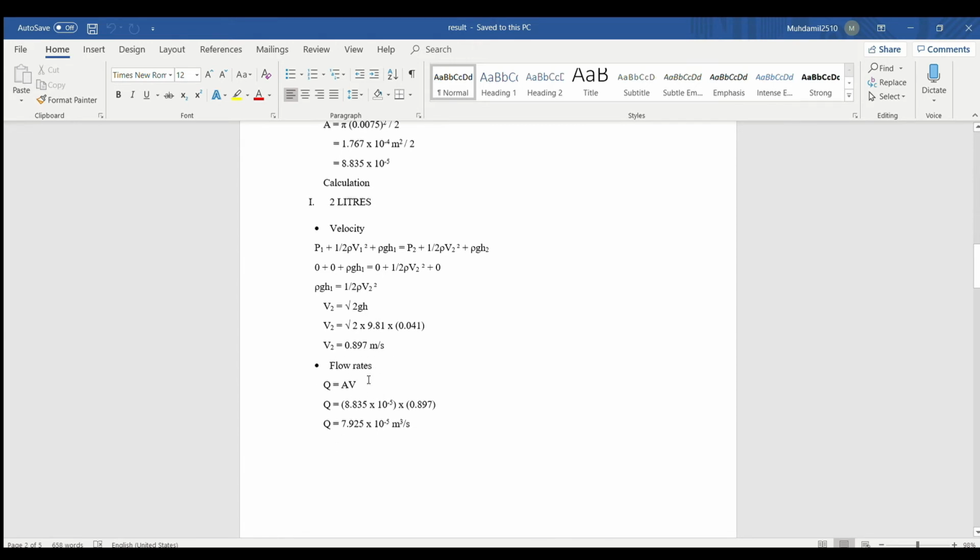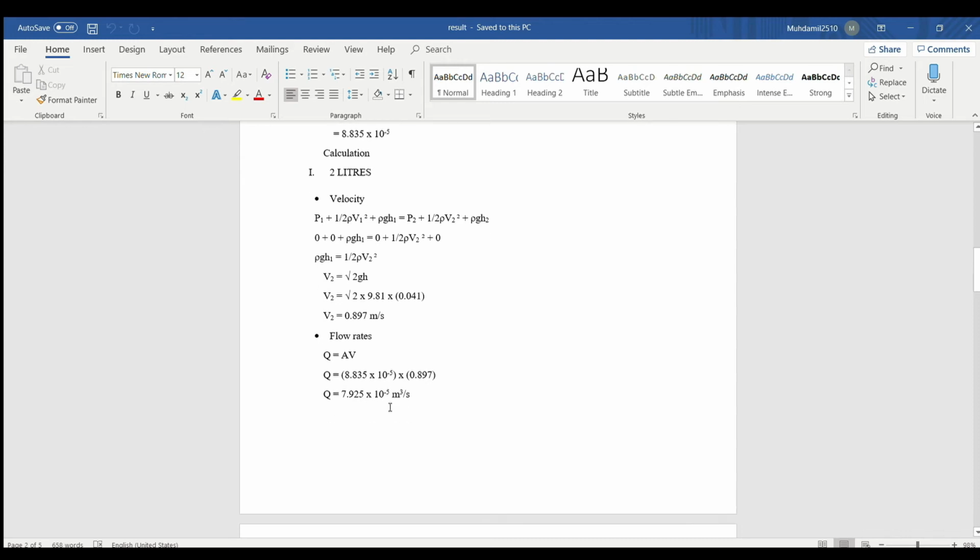And for flow rate, we're using the formula Q equal area times velocity, and we're using the velocity that we get. And for the calculation, we get 7.925 times 10 power of negative 5 meter cube per second.